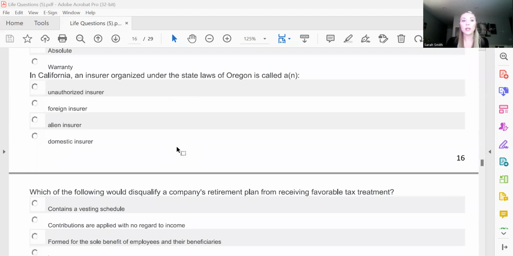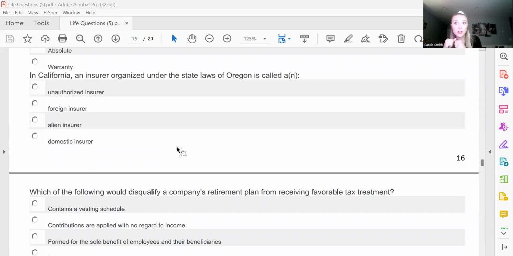In California, an insurer organized under the state laws of Oregon is called... this is not California specific. This is United States specific. This is going to be a foreign insurer. So if you're in California and this is an insurer that's organized under the state laws of Oregon, if it's state to state, a different state, it's called a foreign insurer.